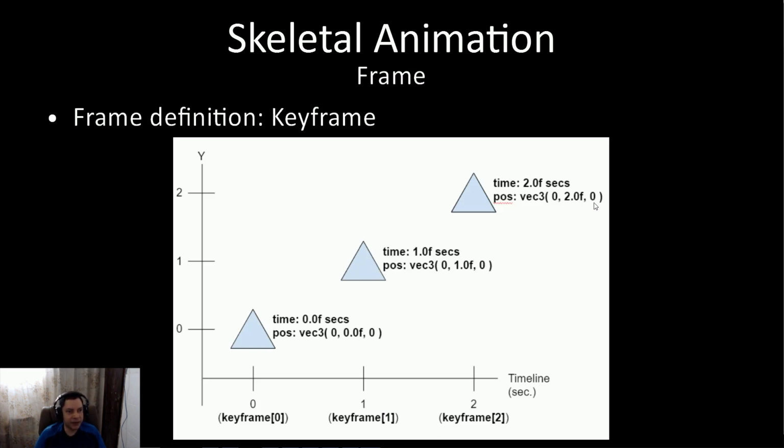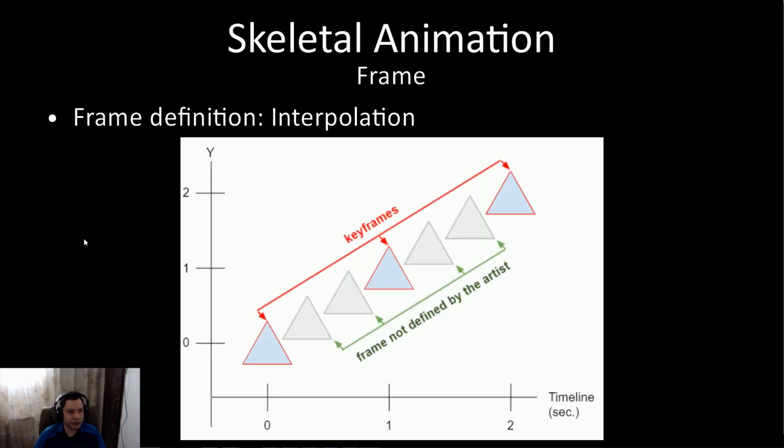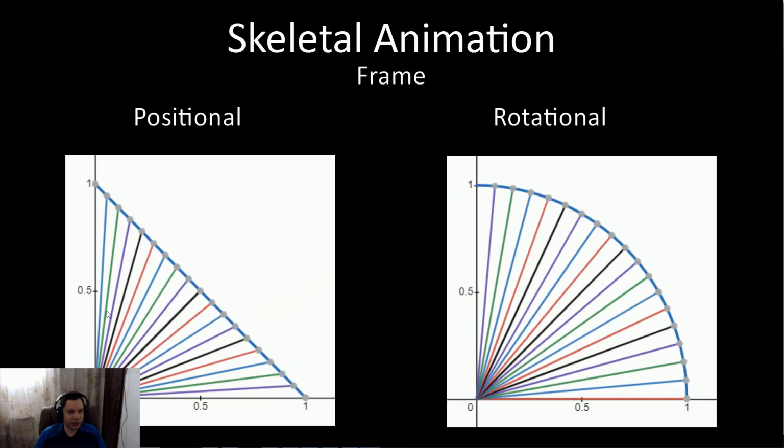Now that we have the keyframes, our animation system needs to deal with the frames the artist didn't define: the interpolated frames. The images show that the green positions are the interpolated frames. But how can we compute them? There are basically two kinds of interpolation, the positional and the rotational. The positional keeps the distance step constant, and the rotational keeps the angle variation constant. There is a link in the video description with the algorithms and equations.